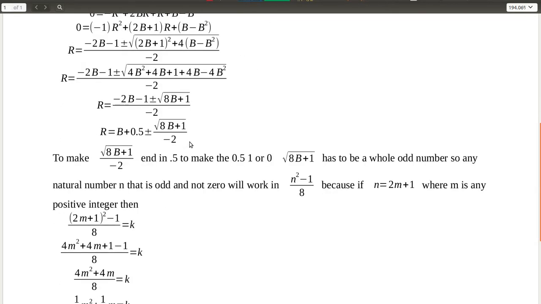If we simplify, we get this equation. We can use this to our advantage. We know that the square root of 8b plus 1 has to be an odd number, because only if it's an odd number will it end up ending with a 0.5, making this 0.5 0 or 1.